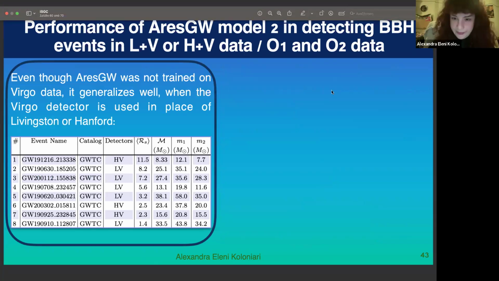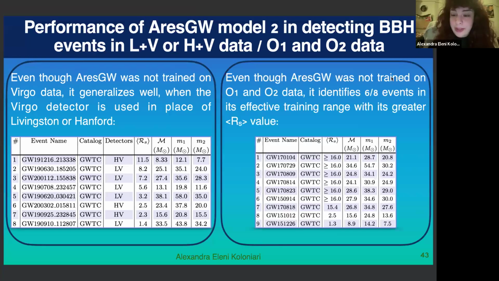And additionally, it also identifies 6 out of the 8 events in its mid-chirp effective training range with its greater rank statistic value in O1 and O2 data. You can see here its greater rank statistic value is 16.